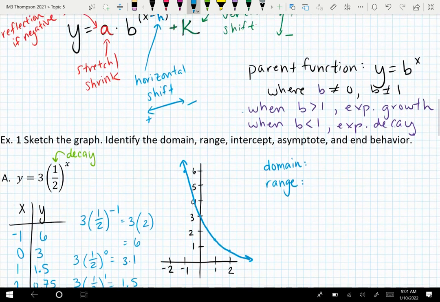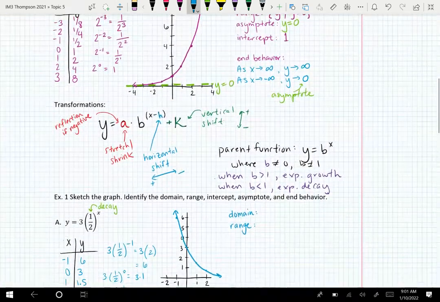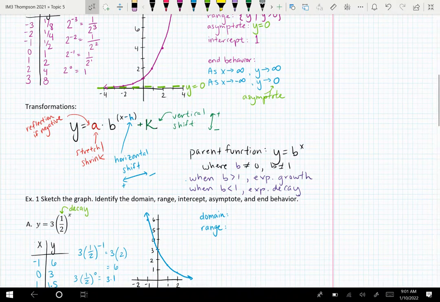So if you were to compare that to the graph that we graphed previously, make them real small here, you can see the parent function that I did above goes up to the right. That's always going to be what an exponential growth looks like. It's always going to be up to the right, and then an exponential decay should be down to the right.